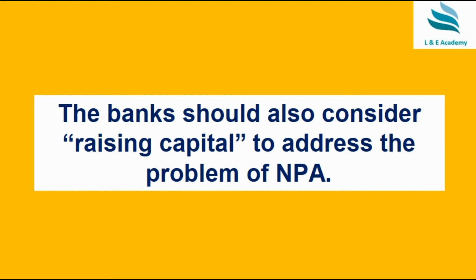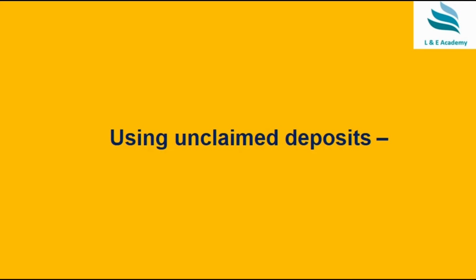Now the bank should also consider raising capital to address the problem of NPAs. The more capital the banks have, the more cushion they have against NPAs. So if there is an NPA tomorrow, the banks will have reserves or capital to handle the situation. So how can it be done? Now let us discuss some of the ways it can be done. By using unclaimed deposit. Now similar to provision of unclaimed dividends, the government may also create a provision and transfer unclaimed deposit to its account. These funds in return can be transferred to banks as capital.